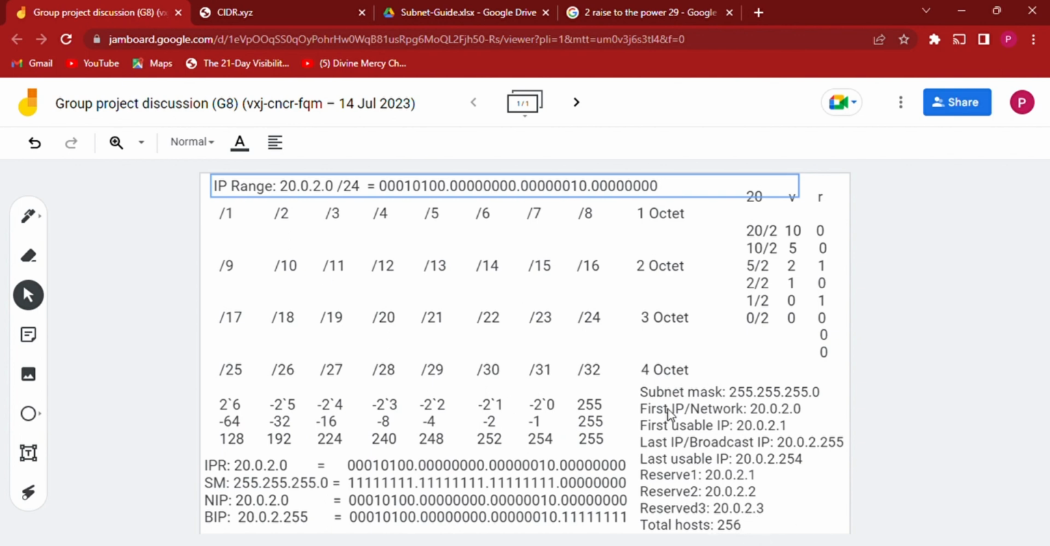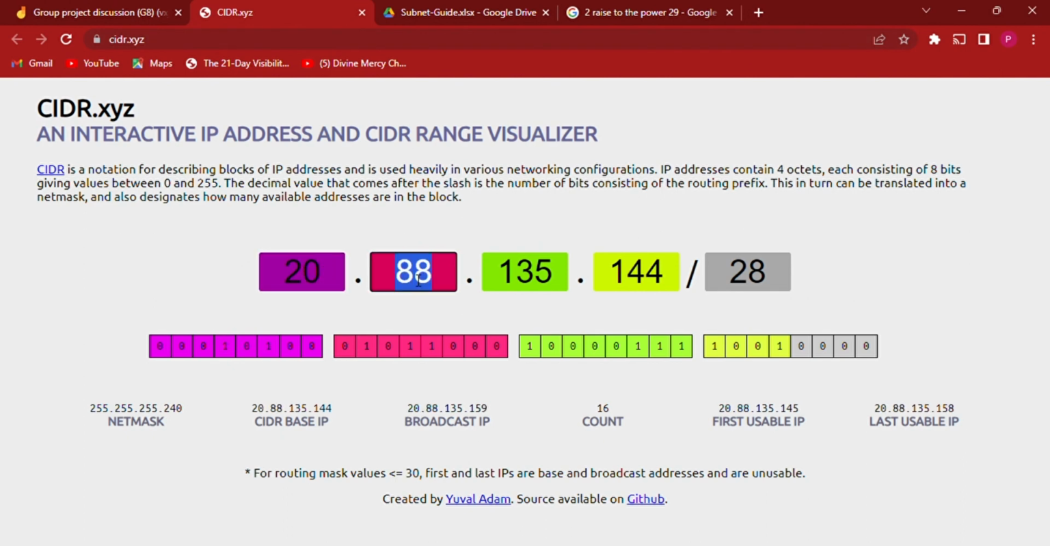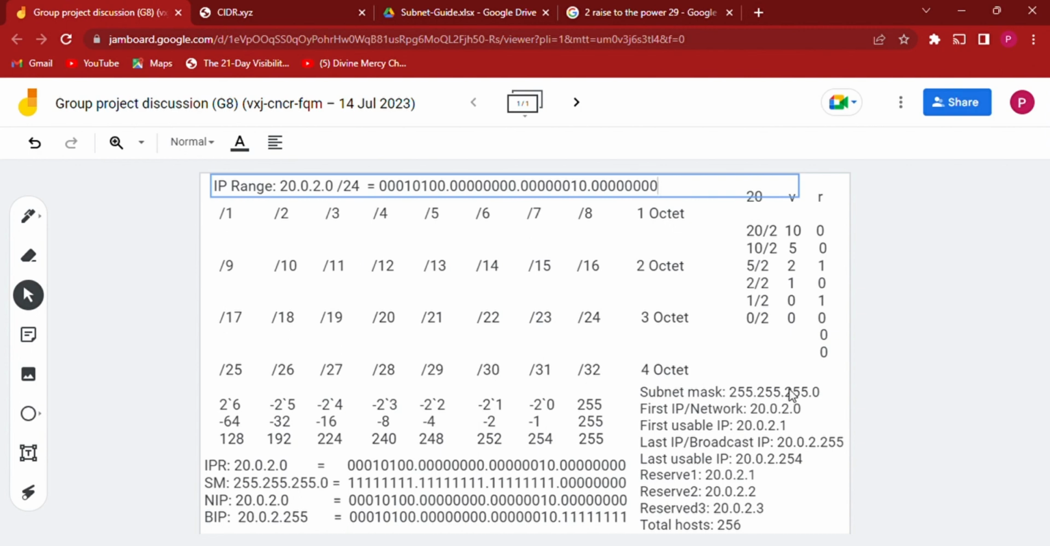Okay, so in order to be sure that the calculation you've done is correct and you understand everything, you can also cross-check using the CIDR calculator. So let's put in our values: 20.0.2.0/24. Okay, so the subnet mask is 255.255.255.0. Let's see if that's what we got. 255.255.